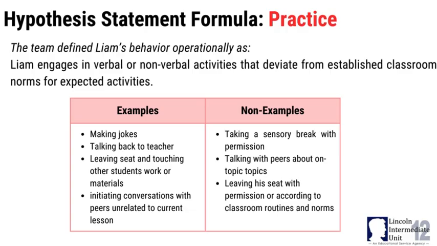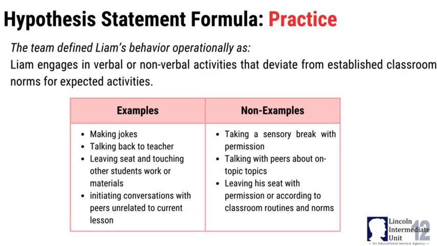Some examples of engaging in verbal or nonverbal activities that deviate from the classroom expectations would be making jokes, talking back to the teacher, leaving his seat and touching other students' work or materials, and initiating conversations with peers unrelated to whatever the current lesson or task is. You can see how those would all fall into that category of verbal or nonverbal activities that deviate from what is expected during the academic task or lesson.